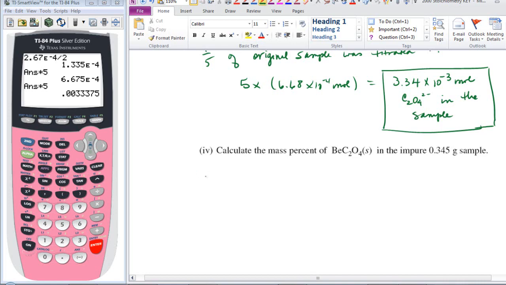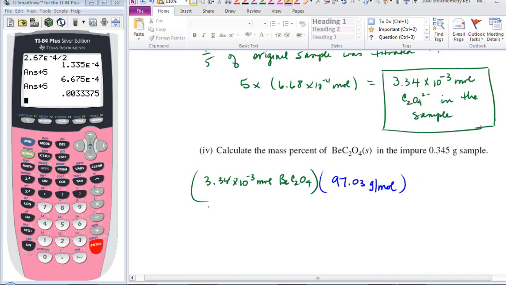So let's go with our 3.34 times 10 to the minus 3 moles of the beryllium oxalate, BeC2O4. And then what should we do with that? Well, when in doubt, find the number of moles of something, anything. So multiply that by its molar mass, 97.03 grams per mole, which we figured out earlier up at the top. And that's the number of grams, agreed? Moles cancel. So that's the grams that we actually have determined are in there.